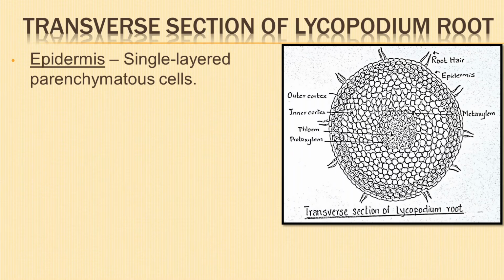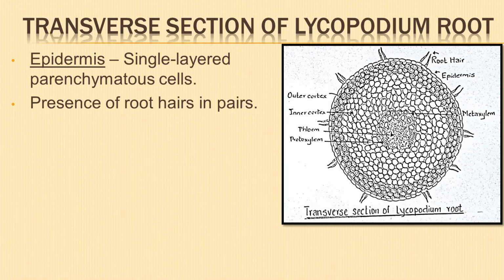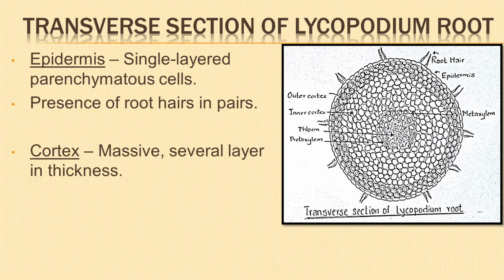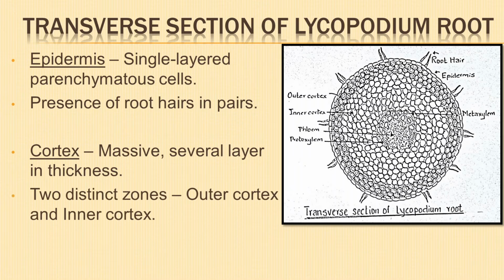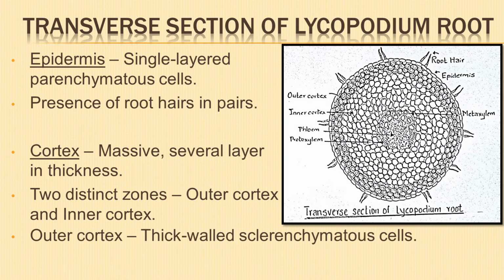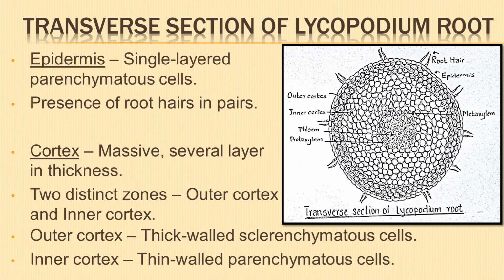Epidermis, a single-layered epidermis made up of parenchymatous cells. It shows the presence of root hairs which arise in pairs. Cortex, it is massive, several layers in thickness. The cortex shows two distinct zones, outer cortex and inner cortex. The outer cortex is made up of thick-walled sclerenchymatous cells. The inner cortex consists of thin-walled parenchymatous cells.